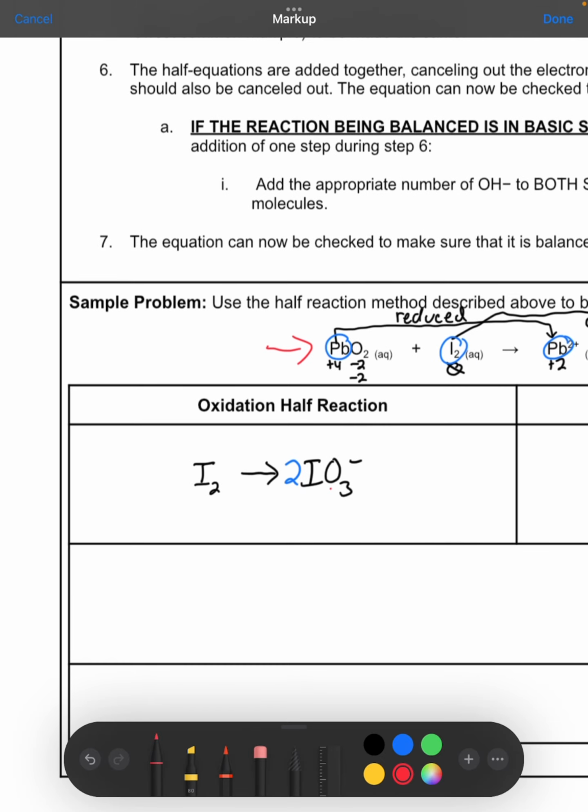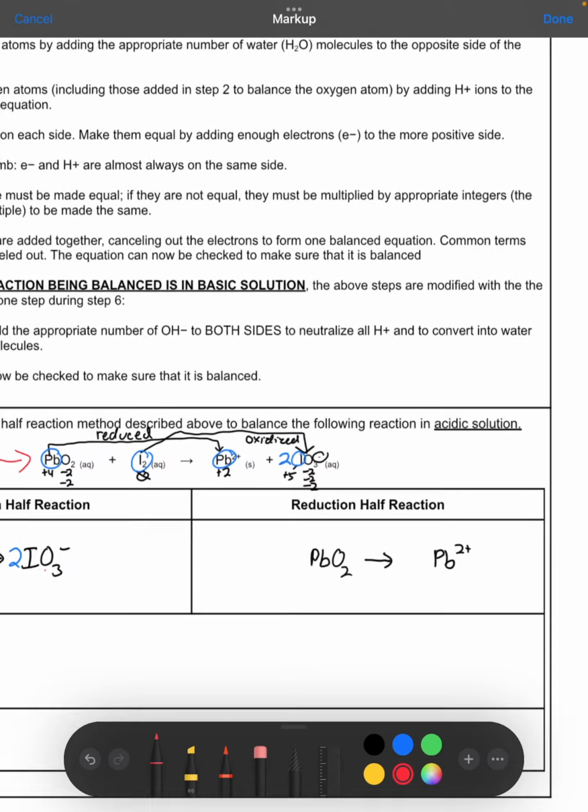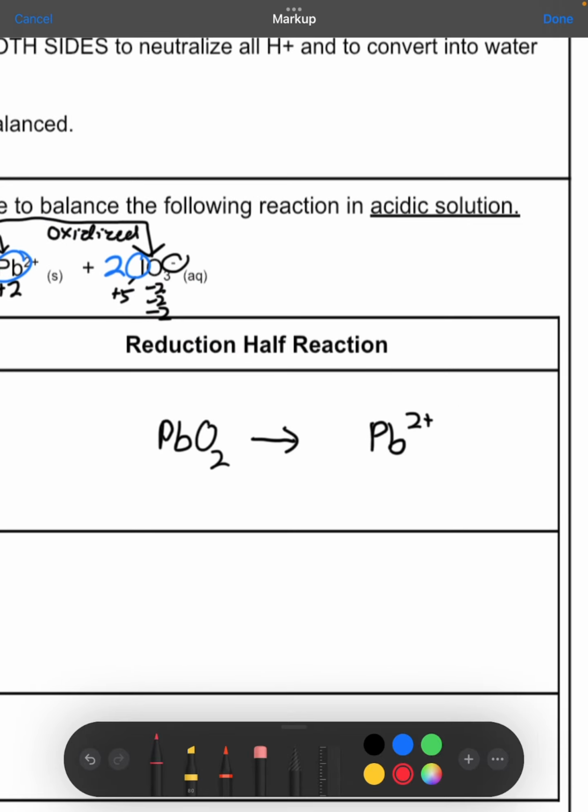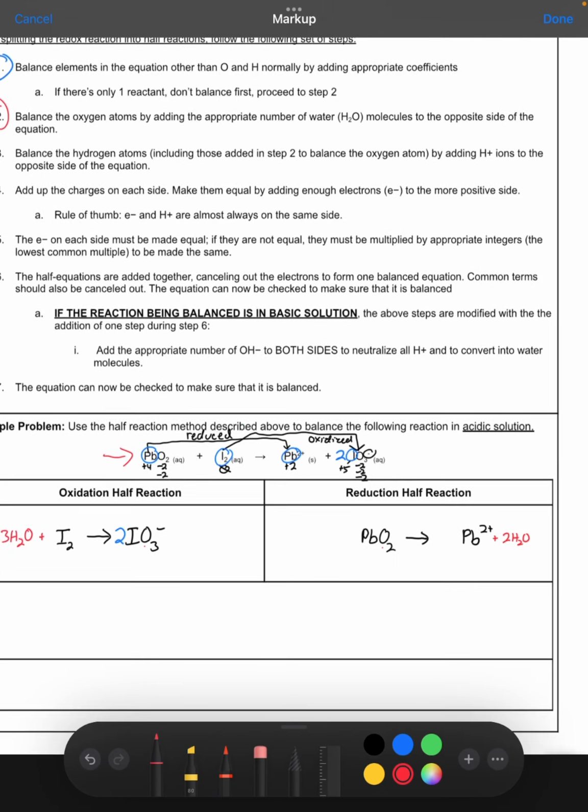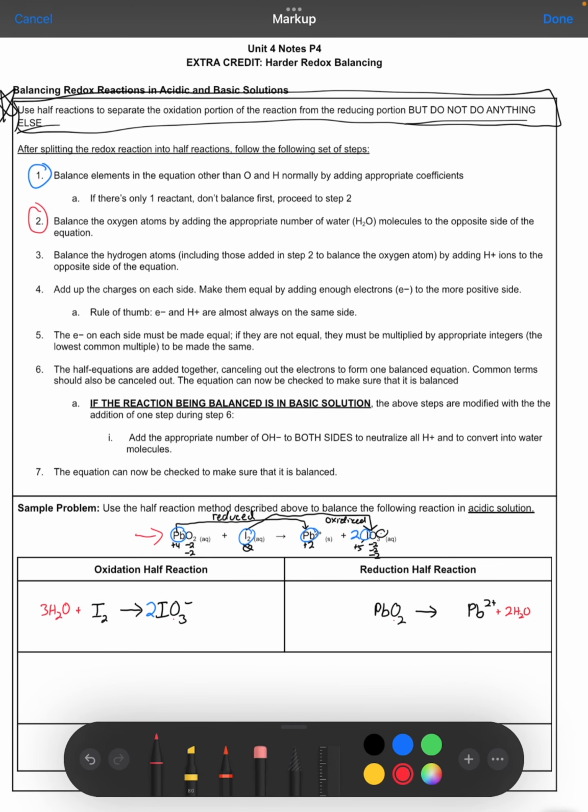Okay, we see that there's 3 oxygens on the right-hand side of this oxidation half reaction, so I am going to add 3 waters because that will add 3 oxygens on the left-hand side to balance the 3 that are on the right-hand side. In my reduction half reaction, I notice there's also an oxygen discrepancy. There's oxygen over here, but not on the right-hand side. So I'm going to add 2 water molecules on the right-hand side. Okay, so that's step 2, done.